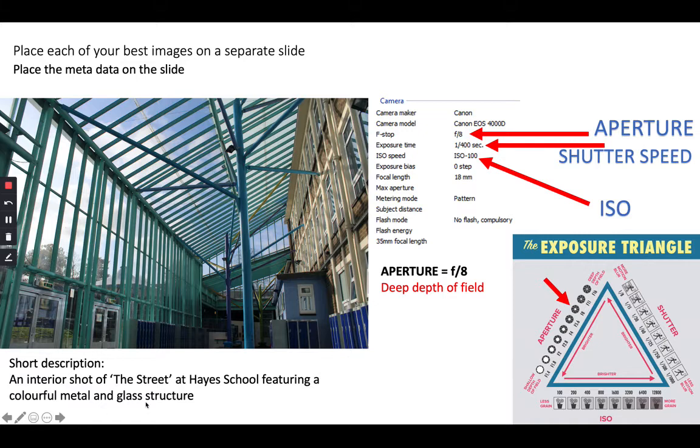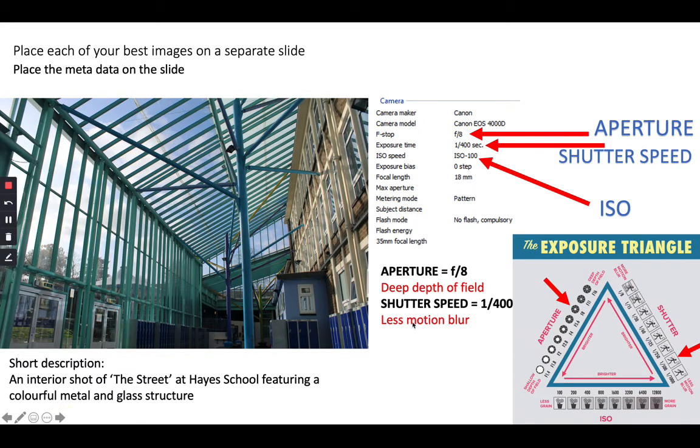The aperture is f/8, which means it appears here on the exposure triangle towards this side of the aperture. So we have a deep depth of field. f/8 means it was not allowing much light in, but it meant you had a deeper depth of field, which is why everything is pretty much in focus. If it was towards this end, it would have a shallow depth of field, but here we have a deep depth of field because the aperture is at f/8.